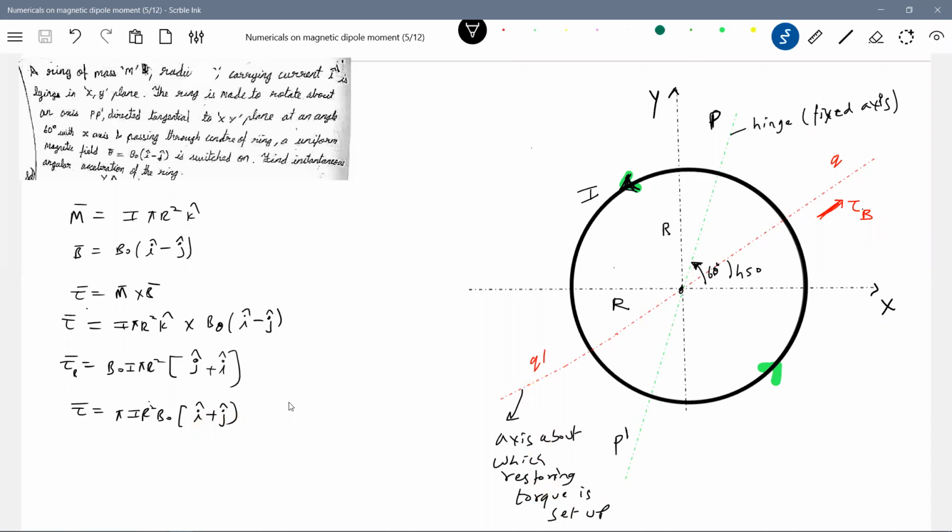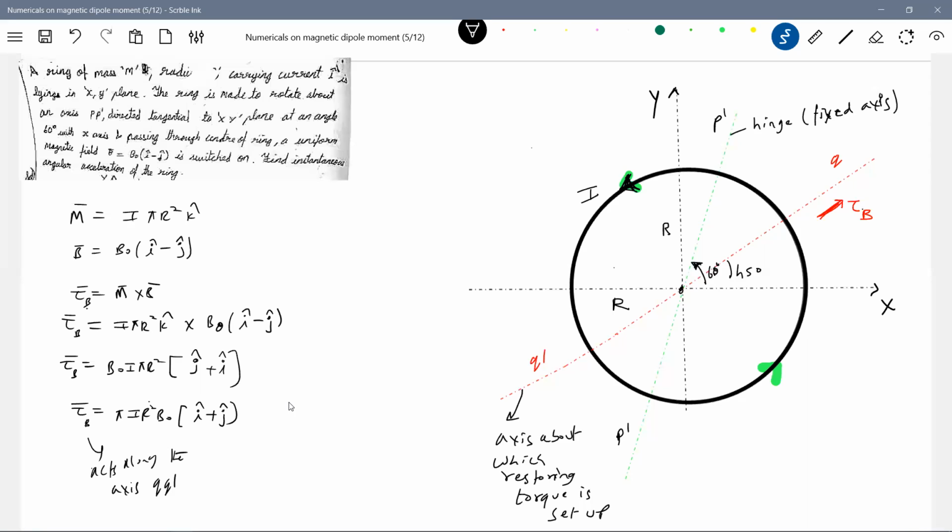So torque due to dipole moment. But what is the thing? It is hinged about axis PP dash. So will this hinge permit it to rotate about QQ dash? The answer is no. The hinge will not permit the ring to rotate about axis QQ dash. In fact, it is made to rotate about PP dash. Okay, this I'll write: the torque acts along the axis QQ dash.